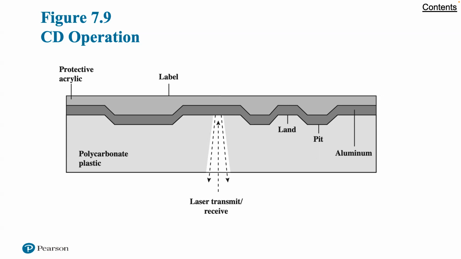The areas between pits are called lands. A land is a smooth surface which reflects back at higher intensity. The change between pits and lands is detected by a photo sensor and converted into a digital signal. The sensor tests the surface at regular intervals. The beginning or end of a pit represents a 1. Where no change in elevation occurs between intervals, a 0 is recorded.